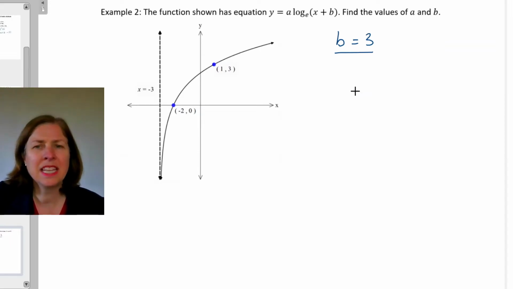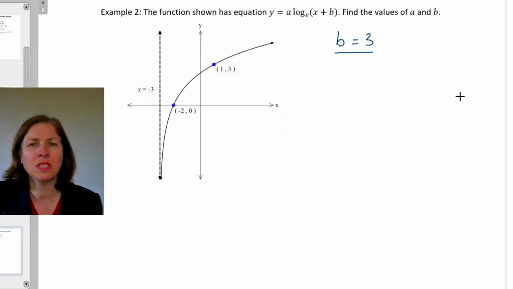because what I can see there is that my vertical asymptote is at x equals negative 3. The other thing that tells me is the equation. I can see that there is only a horizontal translation and a vertical dilation, which is the a. The vertical dilation won't affect the asymptote, so the only thing I need to look at is the translation, which gives me b equals 3. Because x minus negative 3 is going to give me x plus 3, so b is 3.